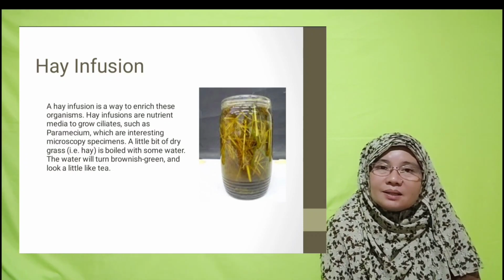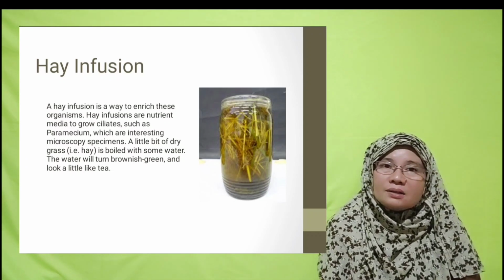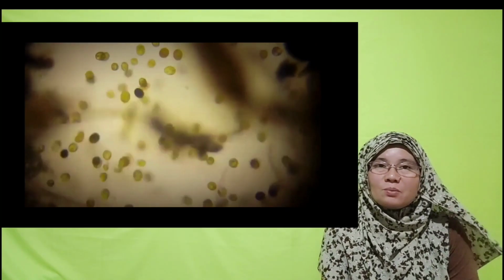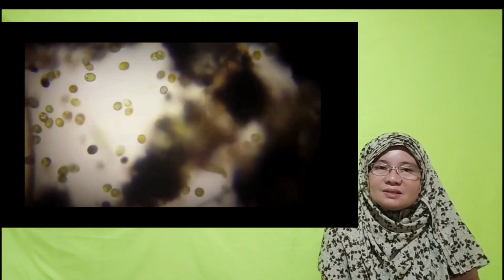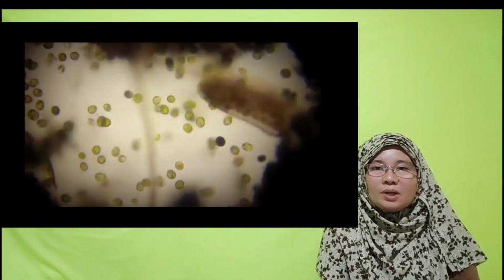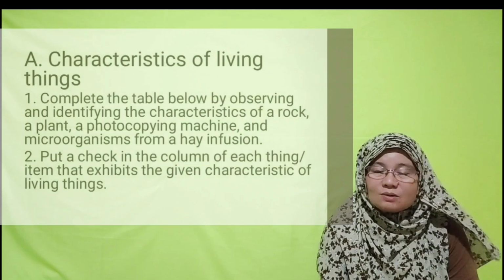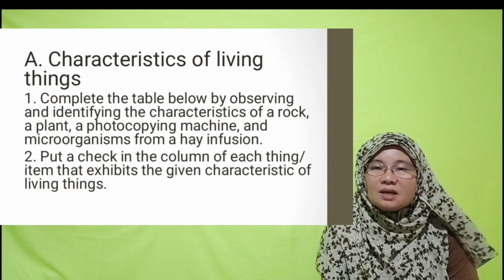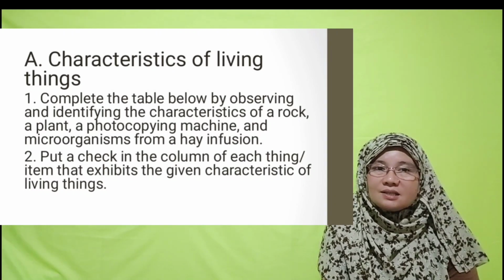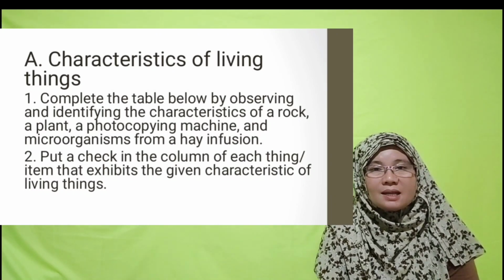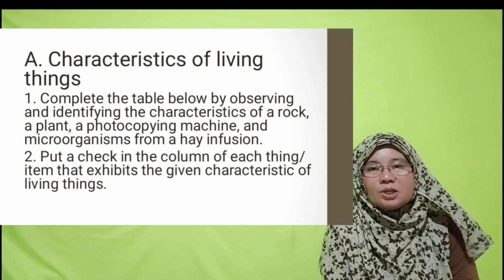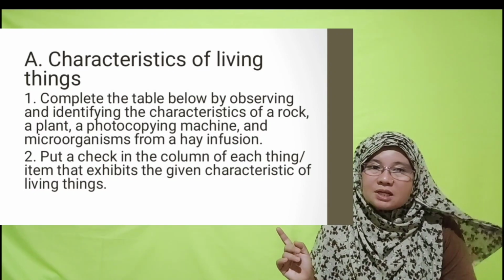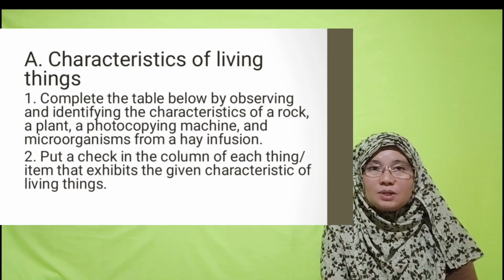And after that, we will take a look at the hay infusion under the microscope. Here we can see small microorganisms such as paramecium. Okay, and after that, we will answer the different questions. Complete the table below by observing and identifying the characteristics of rock, plants, photocopying machine, and microorganism from hay infusion. Put a check in the column of each item that exhibits the given characteristics of living things.